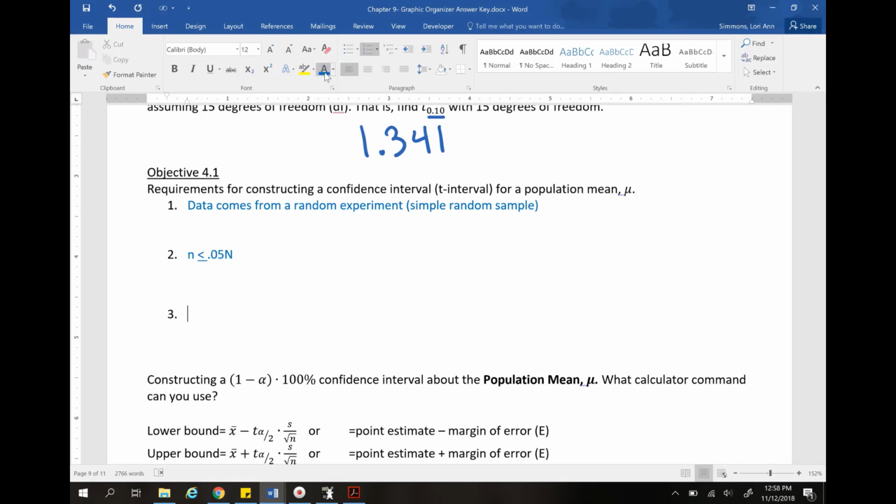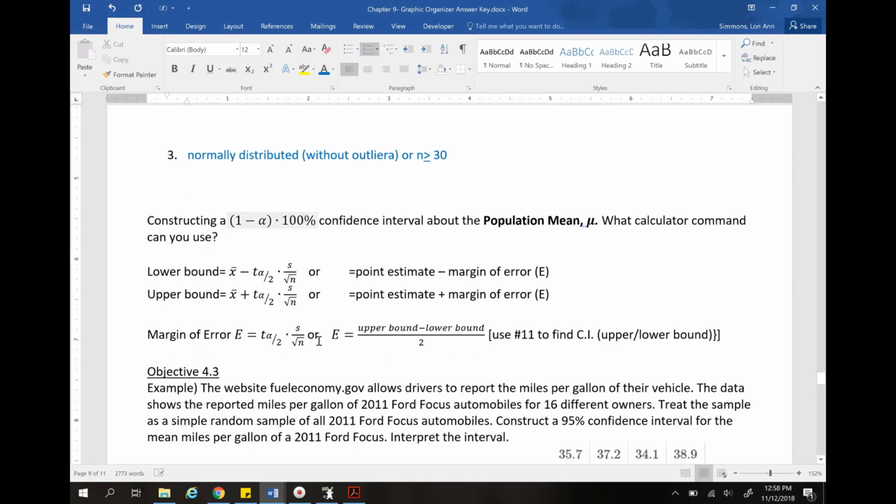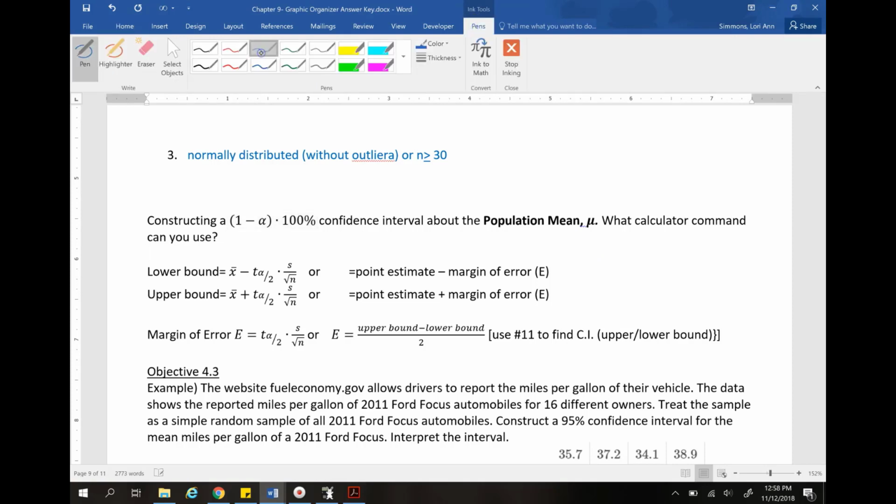And third, it needs to be normally distributed, or n needs to be greater than or equal to 30 because of the central limit theorem. This normally distributed also has to have no outliers. So let's get into the construction of a (1 minus alpha) times 100% confidence interval about the population mean mu. For the calculator command, we're going to use number 11.